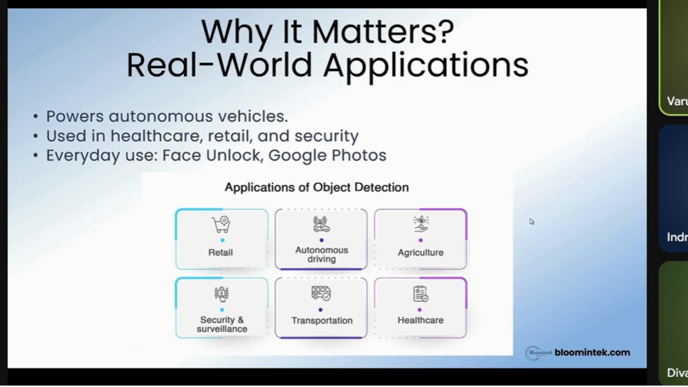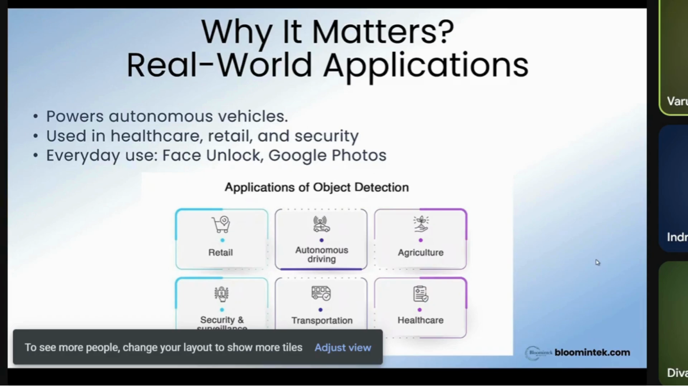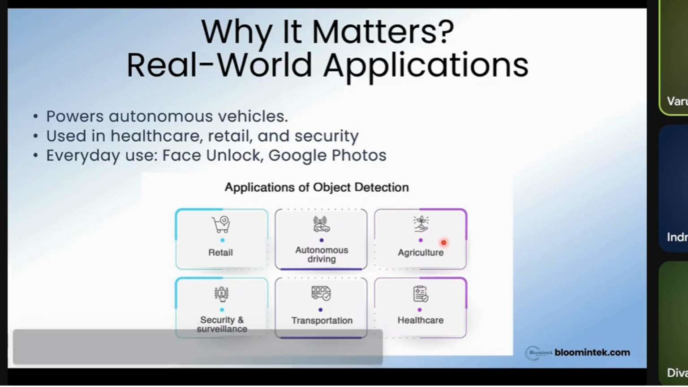Object detection is a foundation for so many technologies around us. In self-driving cars like Tesla, it helps identify pedestrians and traffic signs in real time. In healthcare, it detects tumors or abnormalities in X-rays or MRI scans. In retail, it's used for shelf monitoring and customer analytics. Even our smartphones rely on it, for example, in face unlock and apps like Google Photos. So whether it's saving lives, improving convenience, or driving automation, object detection quietly powers much of today's intelligent systems.